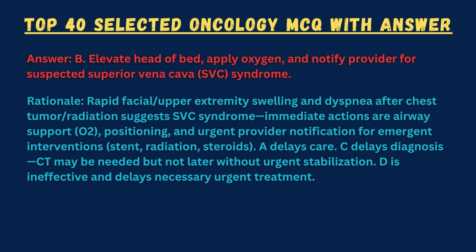Rationale: rapid facial or upper extremity swelling and dyspnea after chest tumor or radiation suggests SVC syndrome. Immediate actions are airway support, O2, positioning, and urgent provider notification for emergent interventions: stent, radiation, steroids. A delays care. C delays diagnosis. CT may be needed but not later without urgent stabilization. D is ineffective and delays necessary urgent treatment.